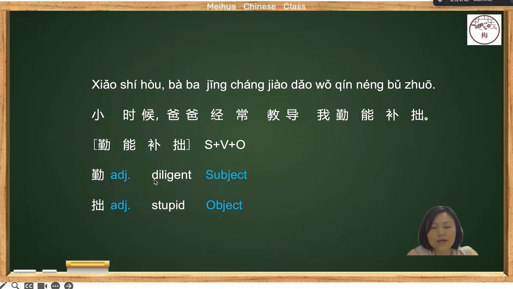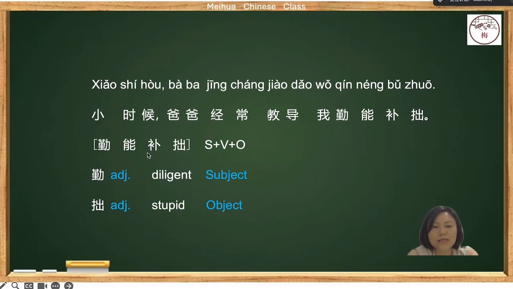Okay, this part is serving as the object in a sentence. And also, this is actually a small sentence, or you can think of it as a clause in a big sentence. And its structure is subject, verb, and object. So which one is the object? The last one. 拙 is also an adjective in Chinese. It means stupid, not smart.